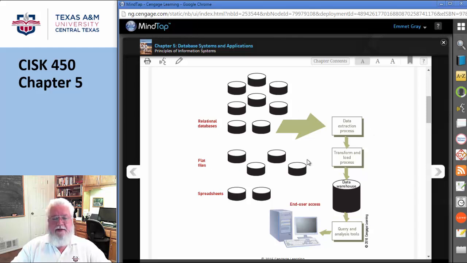Maybe you got some flat files. Maybe you got some Excel spreadsheets, and you extract all that, and you end up with a data warehouse that temporarily holds all this data for you. Okay. The key to this is a process called extract, transform, and load. So extracting the data from these big databases, you're transforming it to make it useful for you, and then you're loading it into an honest-to-God database. So extract, transform, and load.